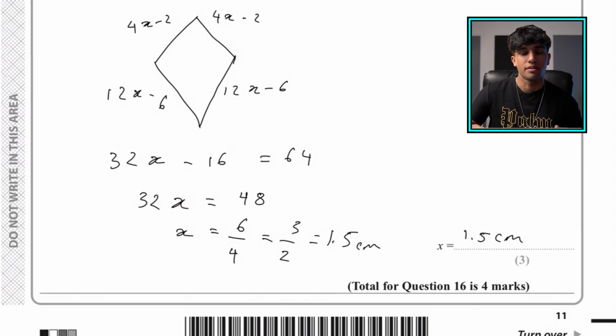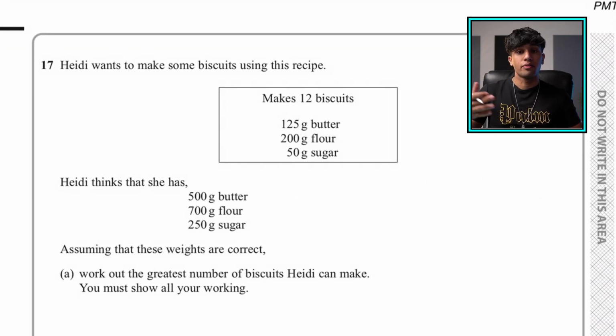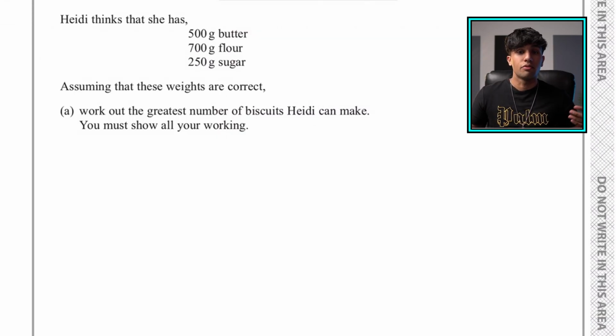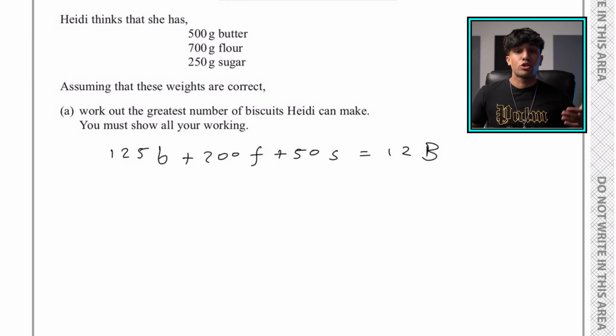Next question, guys. We're given a recipe and the amount of ingredients that Heidi has. In part A, we need to calculate the maximum amount that she can make. First, let's summarize the recipe in terms of algebra. This makes 12 biscuits. Let's find out how much one biscuit requires.